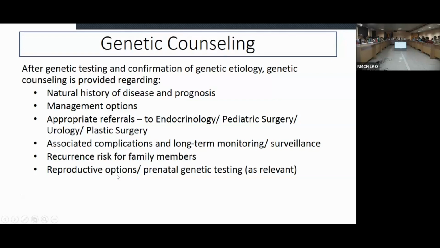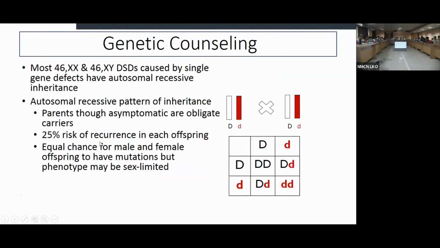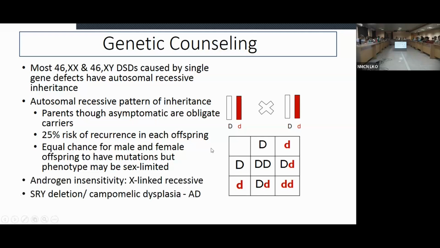And then the reproductive options are discussed. So this recurrence risk is always an issue, which we discussed in the morning. Most of these 46XX and 46XY DSDs, which are caused by single gene defects, the disorders of androgen biosynthesis, and all those CAH conditions, most of them have an autosomal recessive pattern of inheritance, where both parents will generally be carriers, and there would be a 25% risk of recurrence in each offspring.